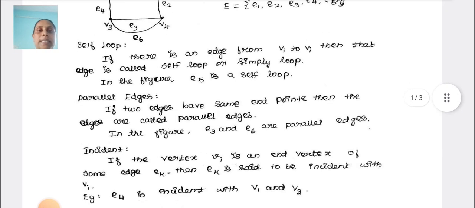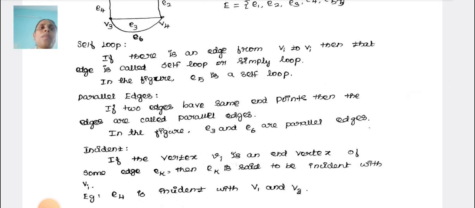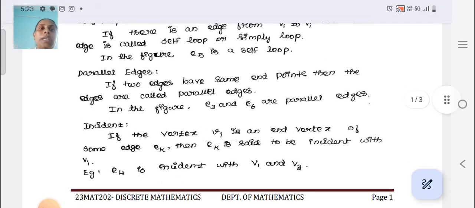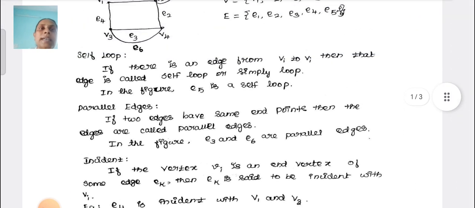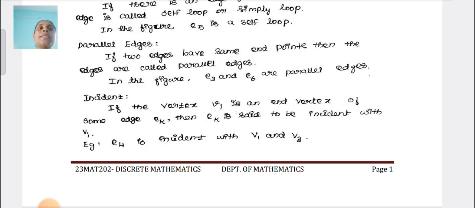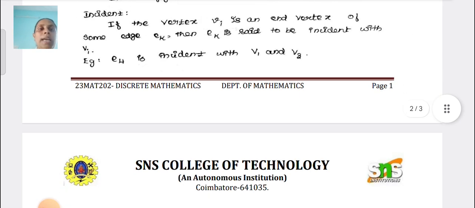Next, incident. If a vertex Vi is an end vertex of the edge Ek, then Ek is said to be incident with Vi. So E4 is incident. See the graph: E4 is incident with the vertices V1 and V3. So E4 is incident with V1 and V3.